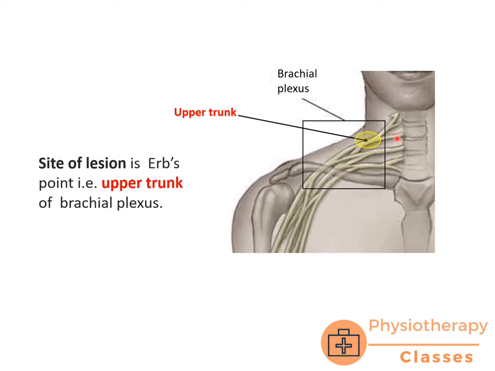In this picture, we can see the brachial plexus. This is the supraclavicular part of the brachial plexus showing the roots from C5, C6, C7, C8 and T1, and the three trunks of the brachial plexus, that is upper trunk, middle trunk and the lower trunk. The upper trunk, shown here in yellow color, is the site of the lesion and is formed by joining of ventral rami of C5 and C6 spinal nerves.